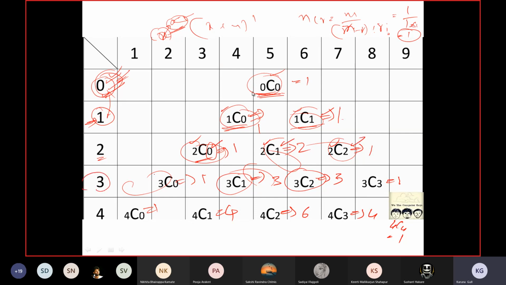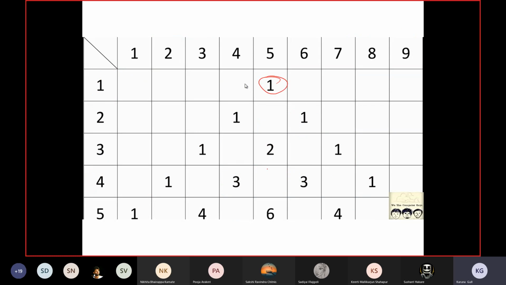Similarly, go ahead with the third row. This is the third row, so the n value is 3. What about the r value? 0, 1, 2, 3. Is it okay? You already know how to calculate the binomial coefficients, you have written the program. Now we are interested in generating this particular Pascal triangle.